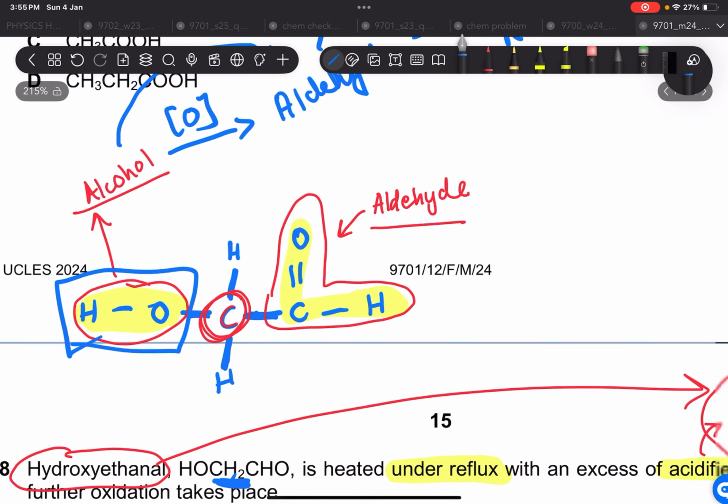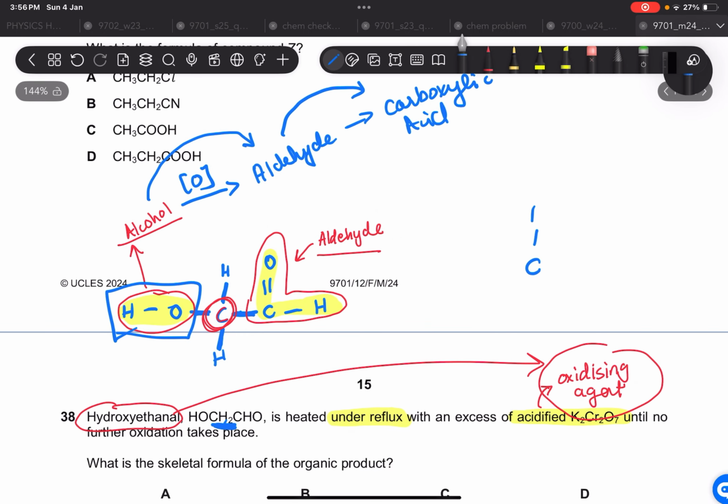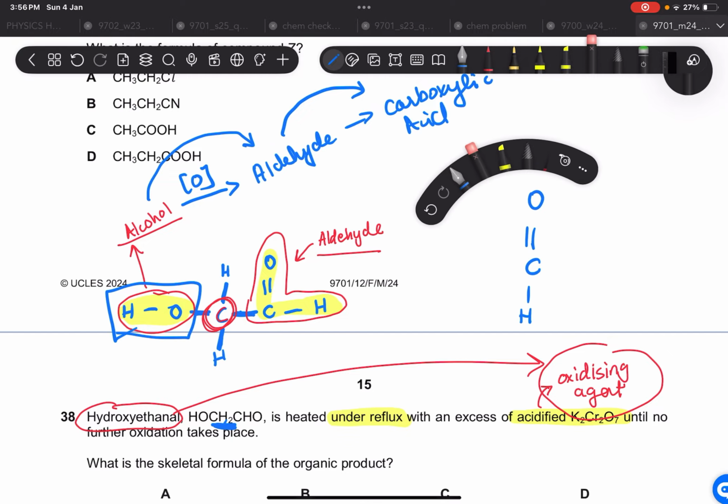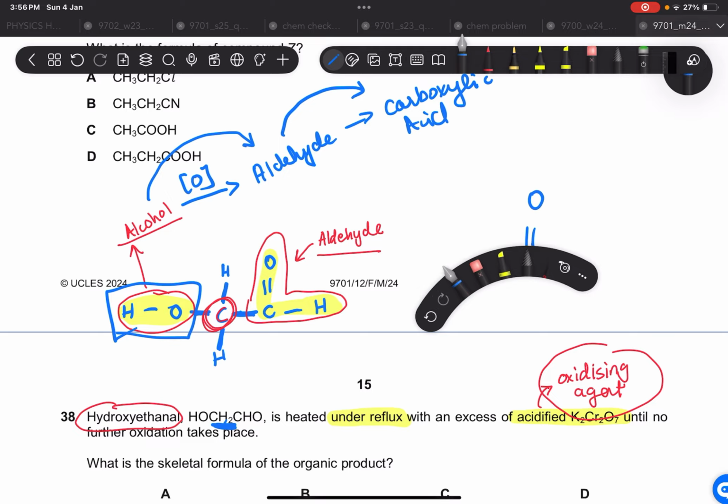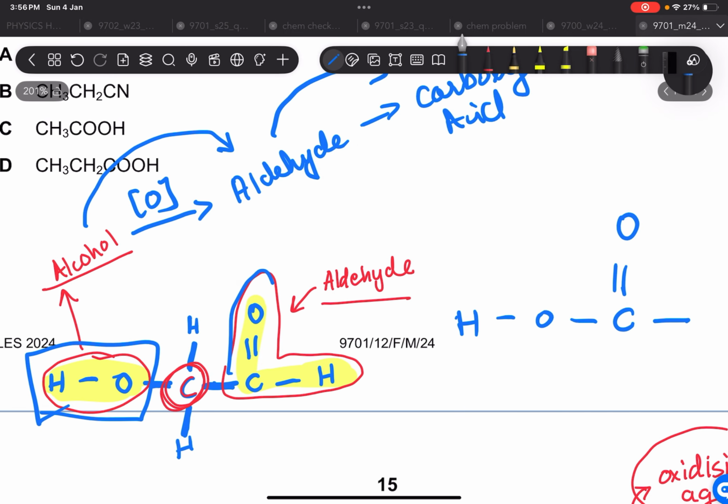Okay? So let's draw. This H remains here, this H remains here, and after the oxidation what happens is that this is going to convert into carboxylic acid. So what do we do? C double bond O, and then C double bond O, OH, like this. Okay? And over here, what are we going to do? This part, which is an aldehyde.